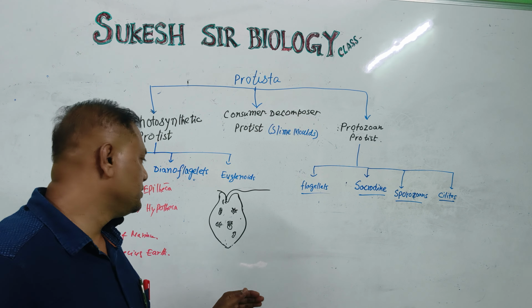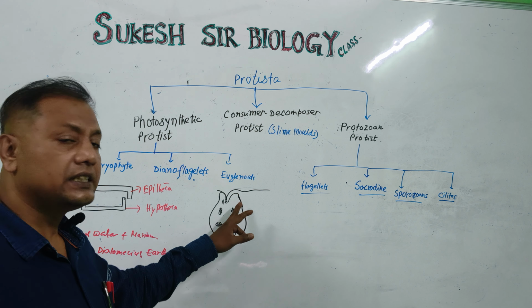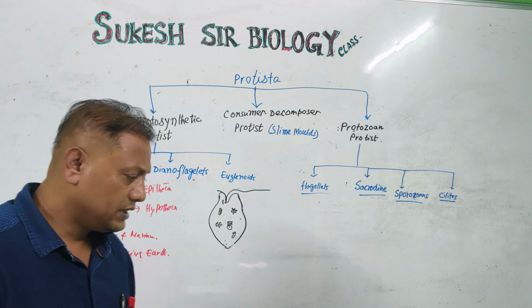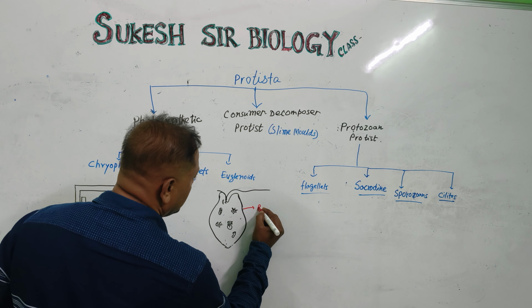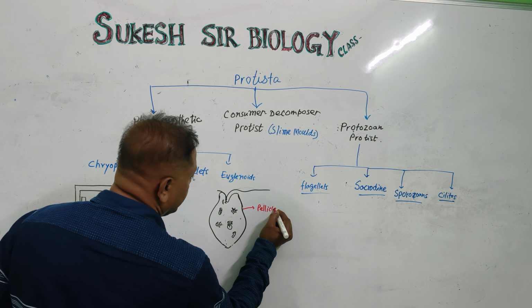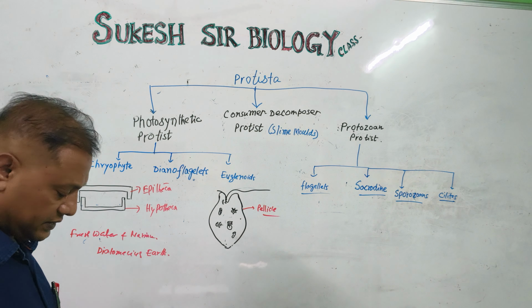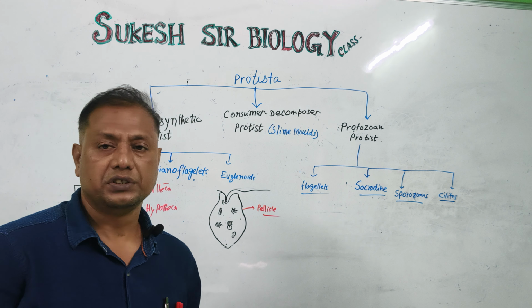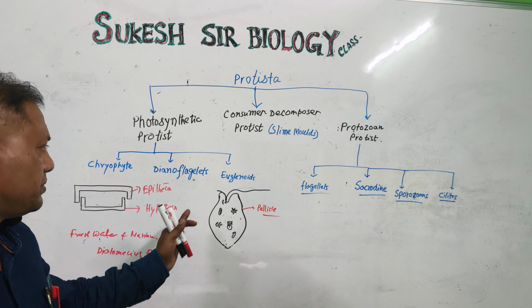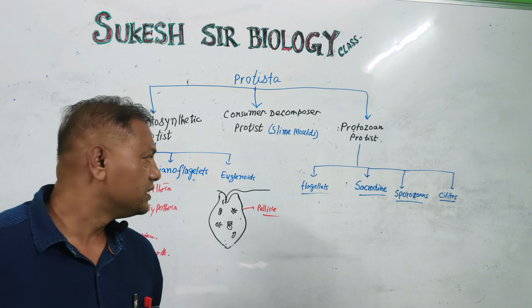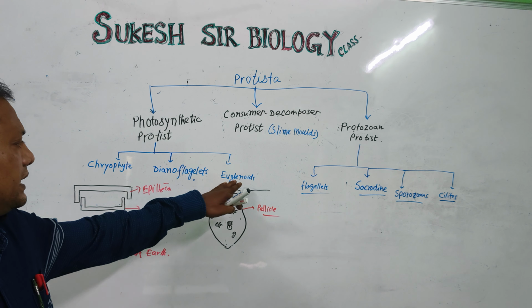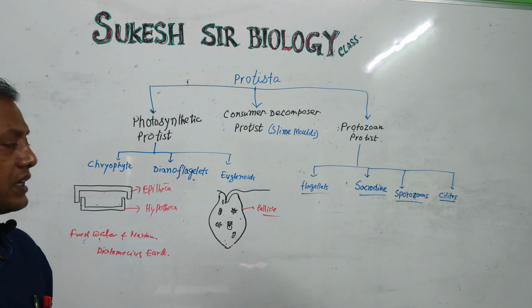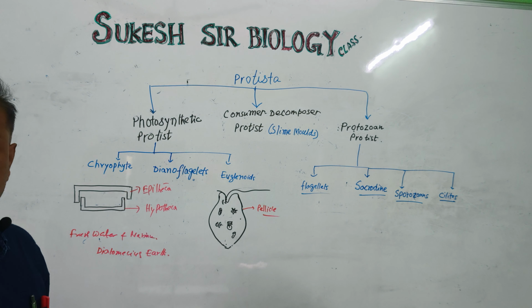Another feature of euglena is that it has no cellulosic cell wall. The outer part is called the pellicle, not a cellulosic cell wall. These are, I think, the euglena characteristics. Okay, these chrysophytes, dinoflagellates, and euglenoids are photosynthetic protists.